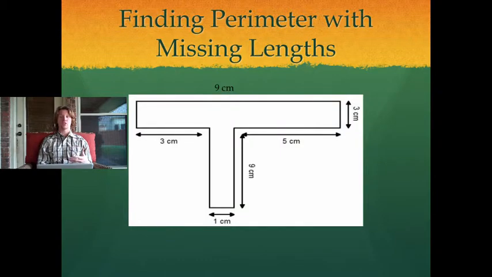Okay, once you've done that, you should have gotten 42 centimeters. Go ahead and check your addition. You should just add up all the sides. Pretty self-explanatory. So we're going to go ahead and move on to the next object.